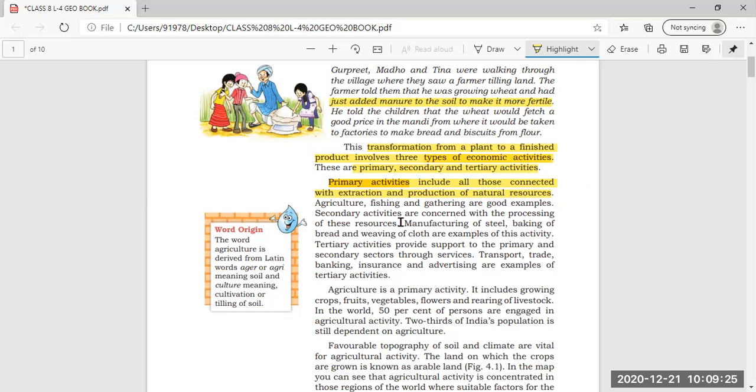Now, agriculture, fishing, and gathering are good examples. Now, which are the good examples of primary activities?